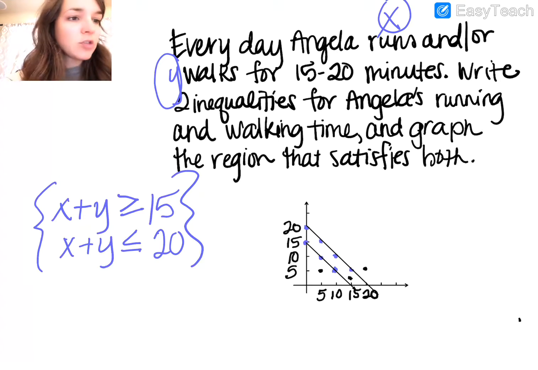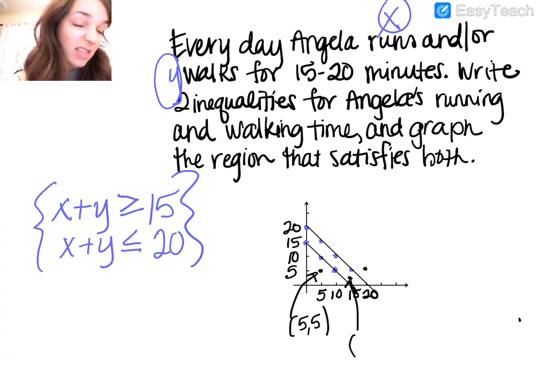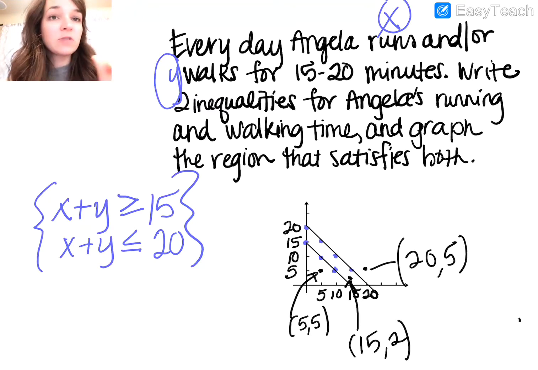So we can test. So the coordinates of this point right here are 5, 5. The coordinates of this point right here, I'm gonna estimate, we're gonna say 15, 2. That's about right. And then this point right here is gonna be 20 and 5, okay? So let's plug those in one by one and see which one is true. Now, it has to be true for both, okay? So we're not just plugging it into one this time, we're plugging it into two inequalities and looking for truth.